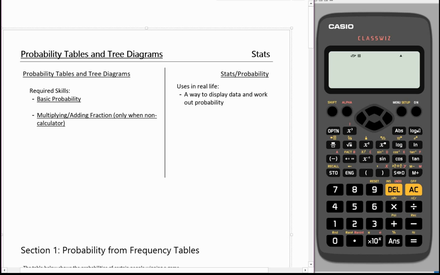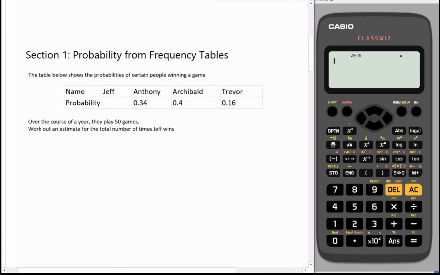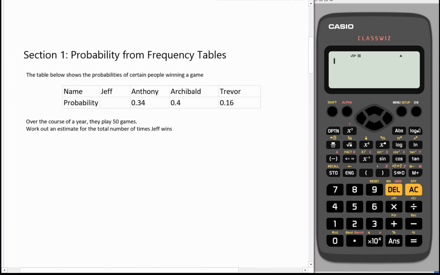Hi, we're going to take a quick look at probability tables and tree diagrams. Okay, so let's get started. First things first, we'll look at probabilities and frequency tables.